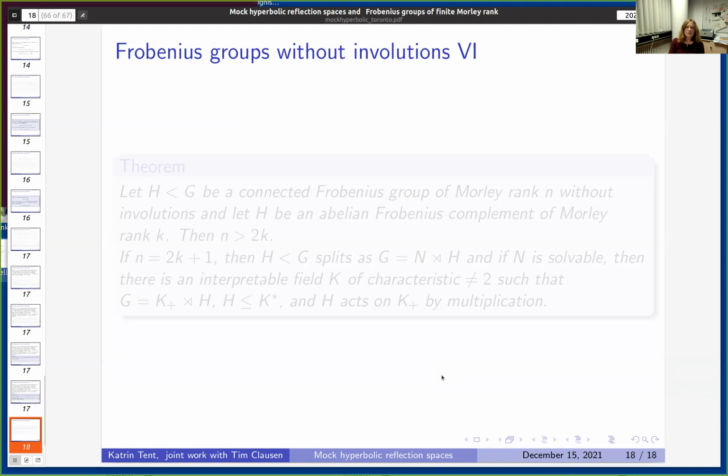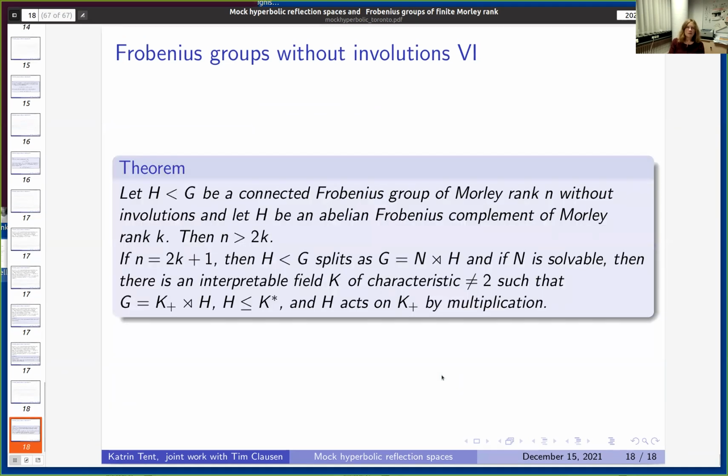And so we can state the following result. If we have a connected Frobenius group of Morley rank n without involutions and with an abelian Frobenius complement of Morley rank k, then we know that n is strictly larger than 2k. And in the case where it's exactly 2k plus 1, then the group splits. And in case G is solvable, then we see that it actually splits in this form as the multiplicative group acting on the additive group. And so it's the standard example of a Frobenius group.